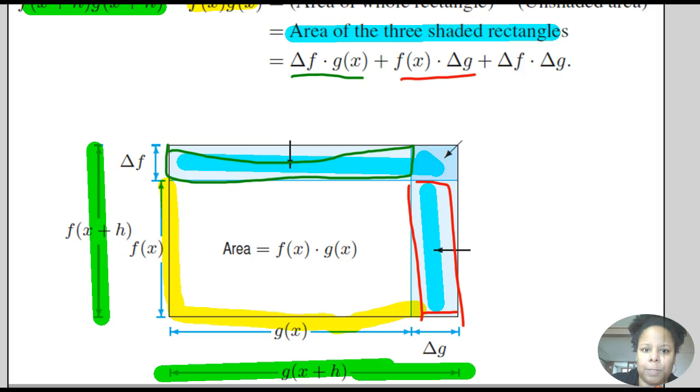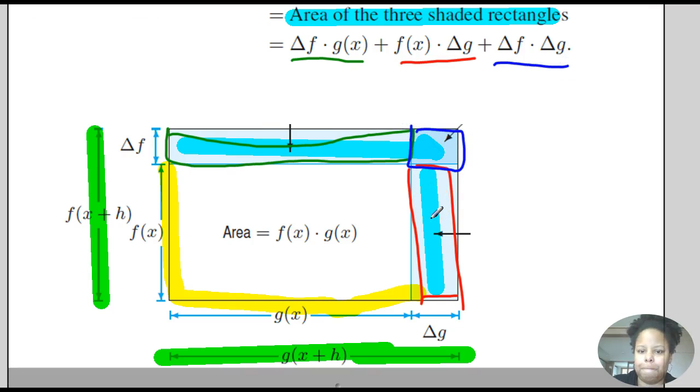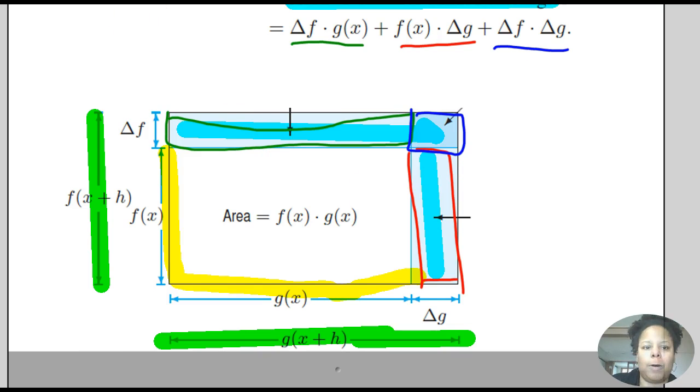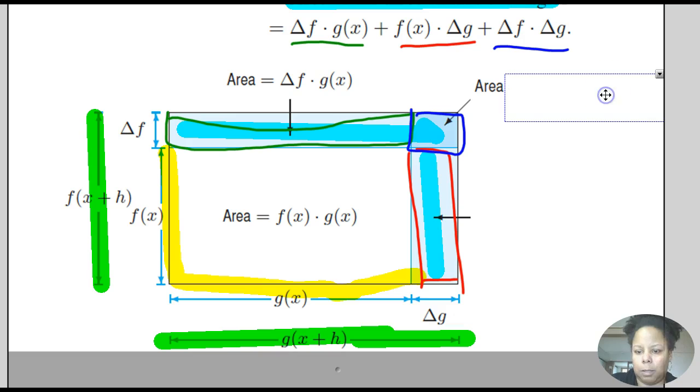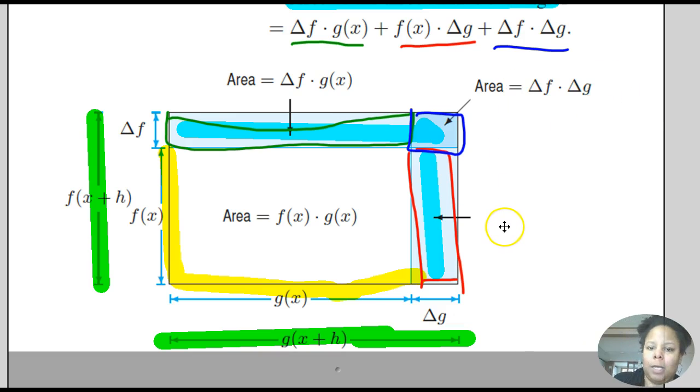And of course, what's left over is my delta f delta g rectangle, which is this one right here. Okay, well, let's take a look at these quantities, and it's important to note just so you can get an idea what these are. So let's take a look at this important quantity right here. This right here. So let's take a more detailed look at that.